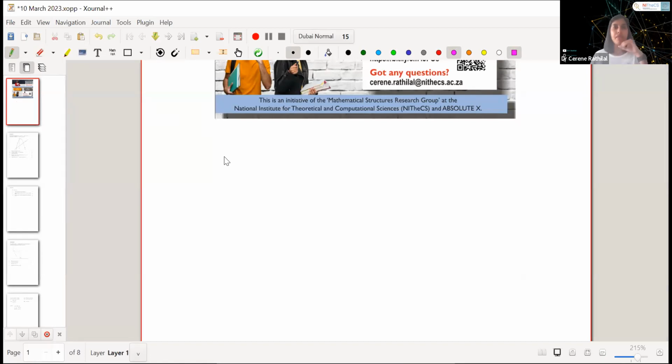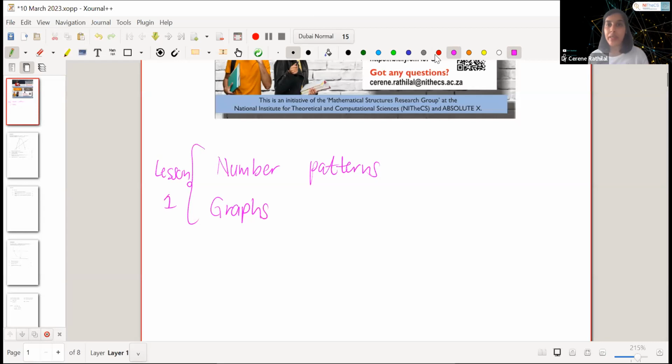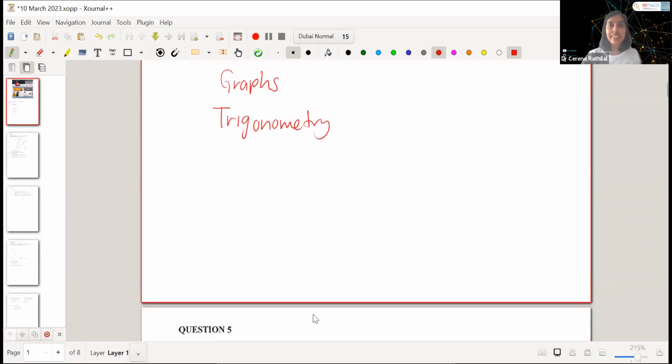Okay, so just to proceed, what did we do last week? Last week, we had looked at number patterns, as well as we had just started looking at questions pertaining to graphs. So this was lesson 1. What are we doing today? Today, we are going to continue investigating specific questions with respect to graphs, and we are also going to tackle the section of trigonometry. All right, so let's get immediately into this.